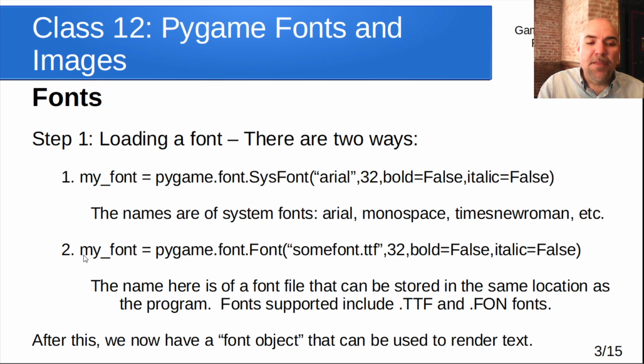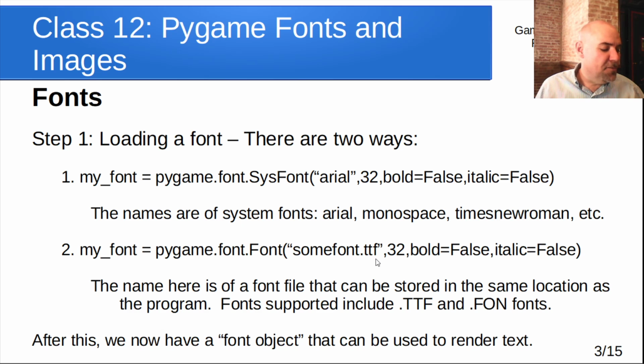Okay, the second method is to use pygame.font.Font, capital F, but no Sys in front of it. And in that case, what we do is we provide it with a font file. And that allows us to make games that use a custom font that looks like, I don't know, alien letters or blood dripping off the letters or whatever. And there are all kinds of places you can download free fonts.